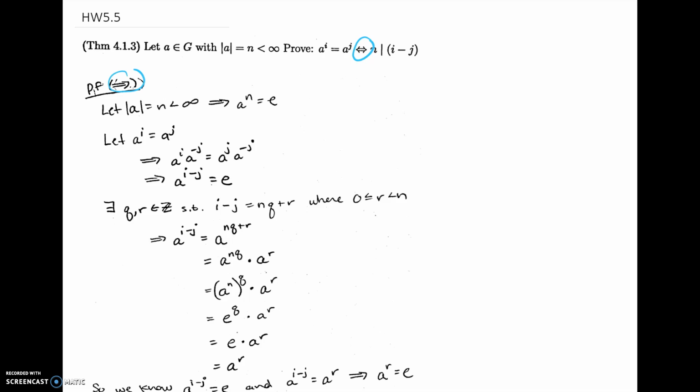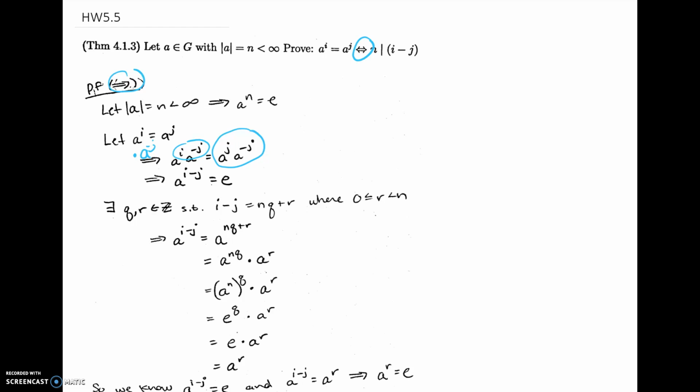So let the order of A equal n. That means that A to the n must equal E, the identity. Also, let A to the I equal A to the J. Then I multiplied by A to the J inverse on both sides, on the right, and you get A to the I, A to the negative J equals A to the J, A to the negative J. These two just equal E, and I combined those to get A to the I minus J equals E.